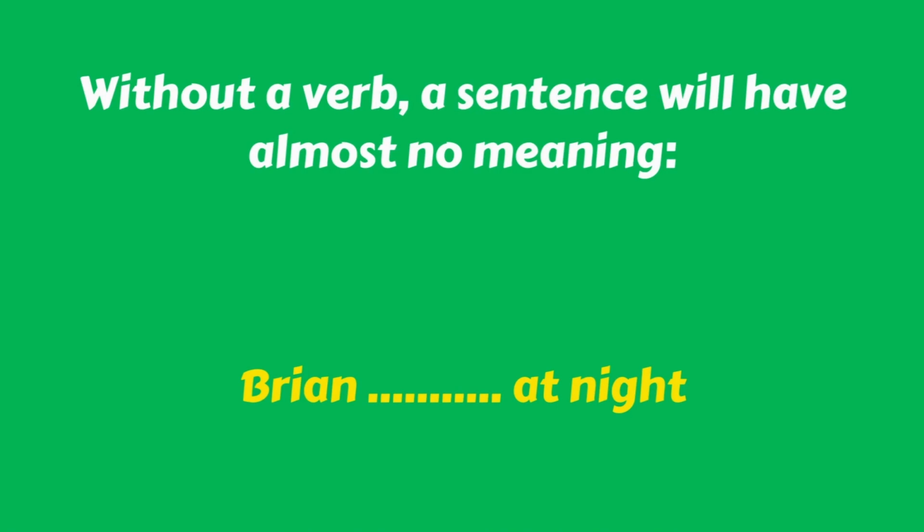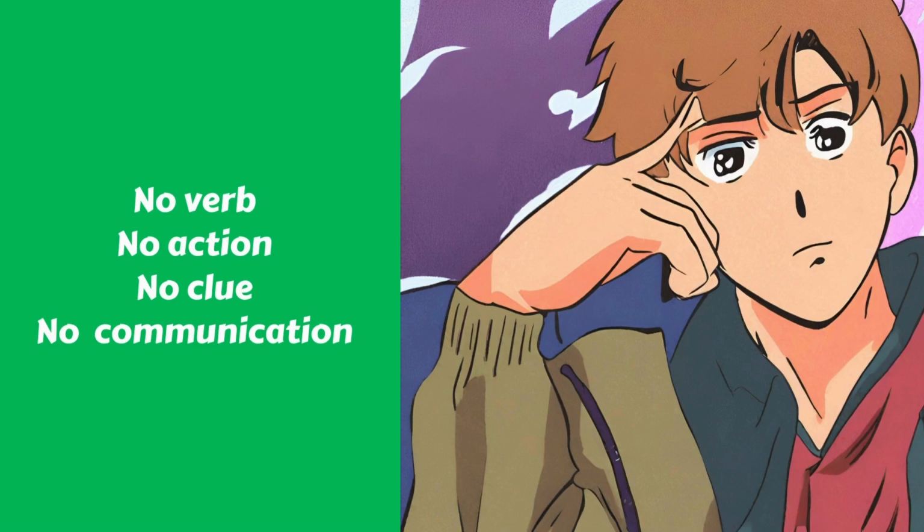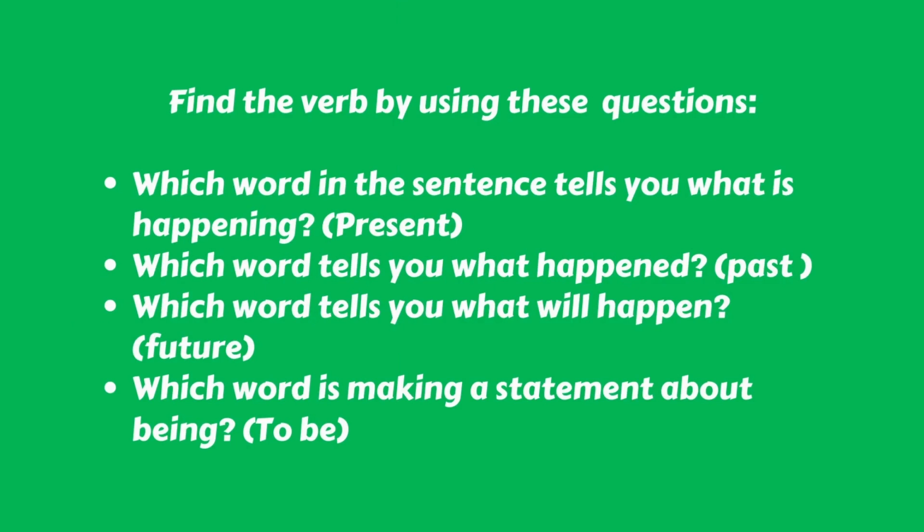Just look at this example. Brian, something at night. Eats, sleeps, walks, goes to the movies, parties. We don't know what Brian does at night, so the sentence has very little meaning for us without the verb. If there is no verb, there is no action, and the listener or the reader has no clue, and then no communication takes place. Remember, we learn any language, and of course we learn English, because we want to be able to communicate with other people, to share information, to understand what they are telling us, and hopefully get them to understand what we are telling them.